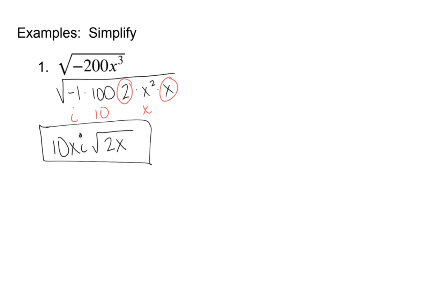It's the same as if it was positive instead of -200. If this had been positive 200x cubed under here, we would have the exact same answer but without the i. The i is telling me that we had the square root of a negative, so this is going to be imaginary.